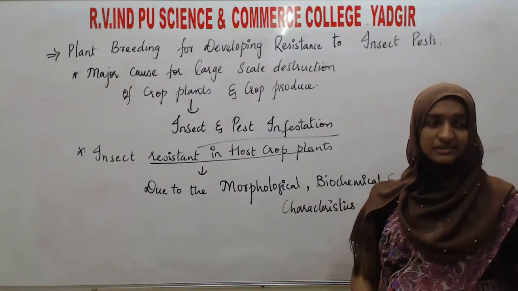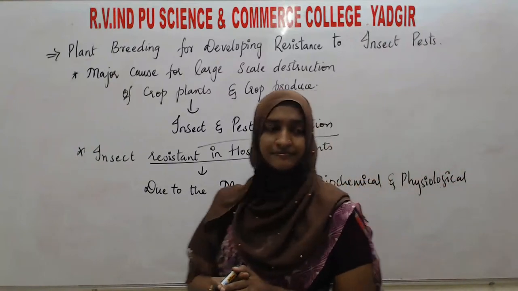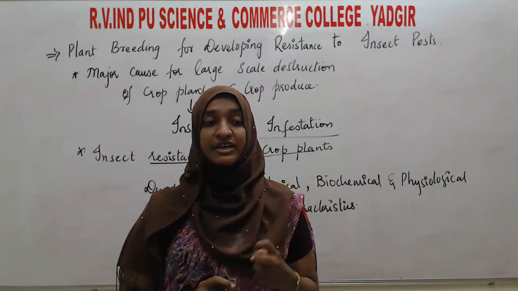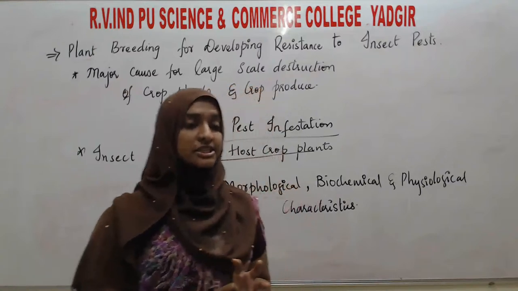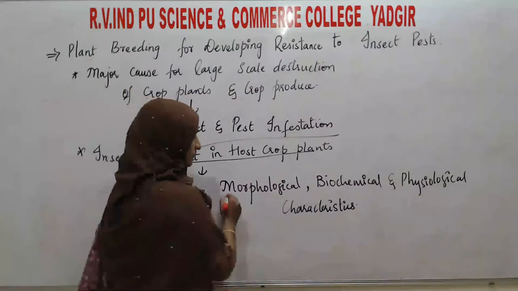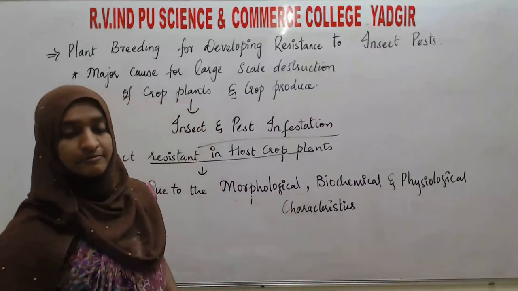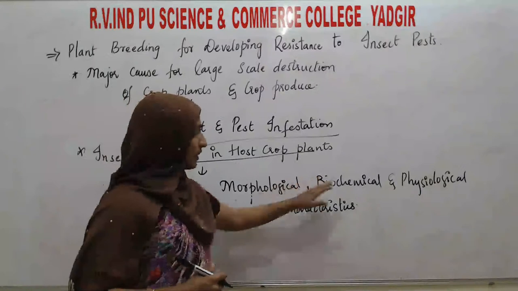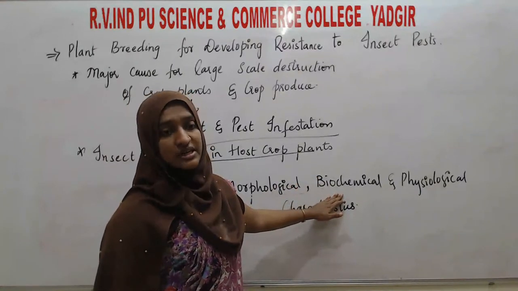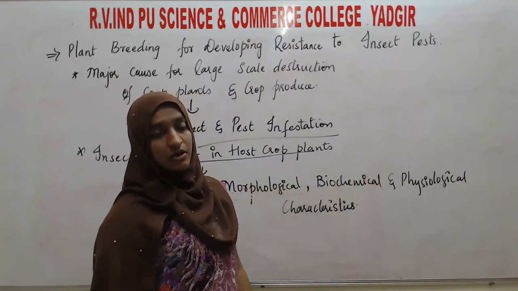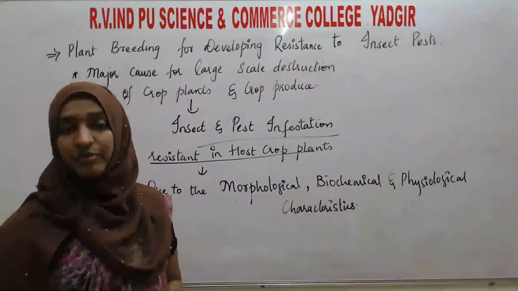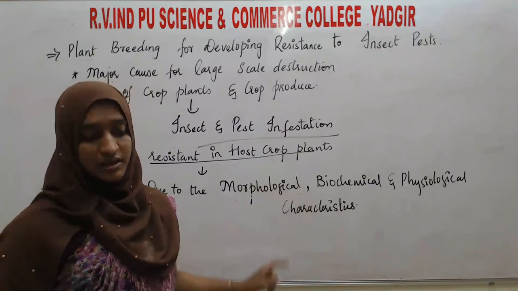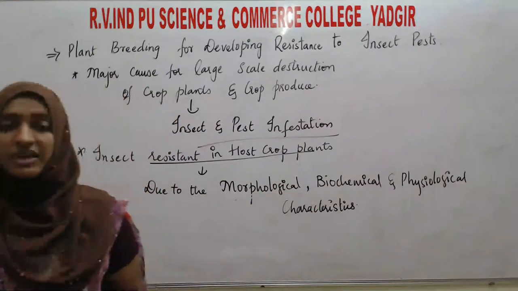Okay, listen here. The particular crop plant, if that crop plant is insect resistant, why? When it becomes insect resistant, there is a change in, first of all, morphological, that is according to their size, shape, whatever. Biochemical, there is a change in the chemical constituents of the plant. The third thing is physiological, whatever functions are taking place inside the plant body. That is also one of the reasons for insect pest resistance. So let's see some of the examples over here.